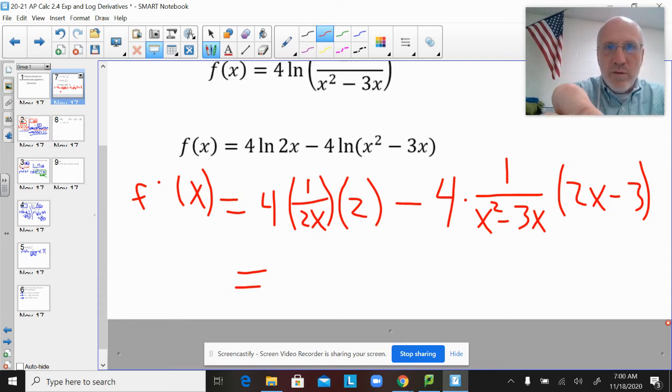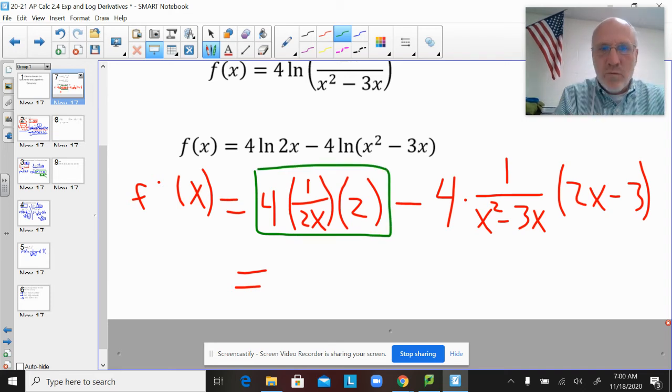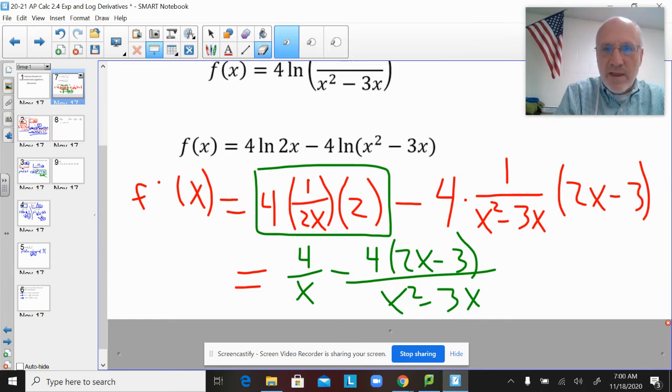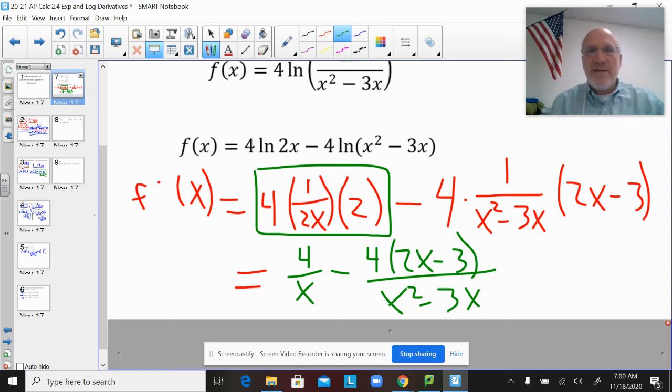I think this whole thing in green here, I got 8, 4. Is that 4 over x, I believe? And then minus 4 times 2x minus 3 over x squared minus 3x. I gotta be careful, that fraction line ends right there. Okay, so that's a much easier derivative to take using rules of logs. When you're taking the derivatives of log functions, be on the lookout for rewriting them.